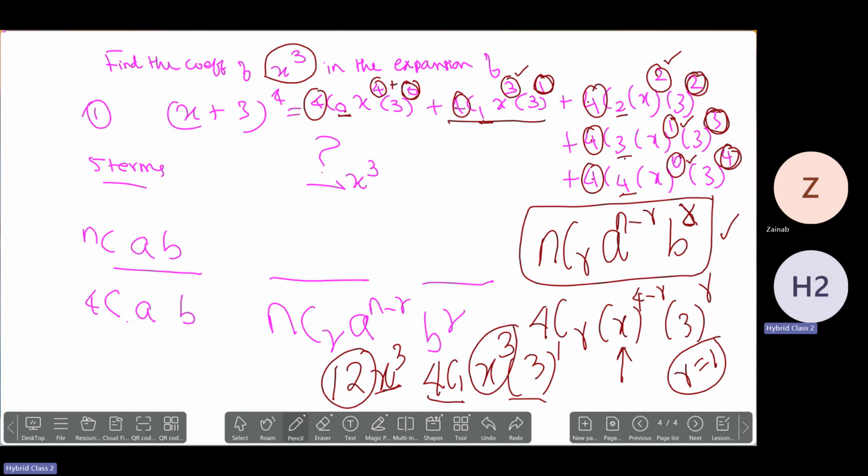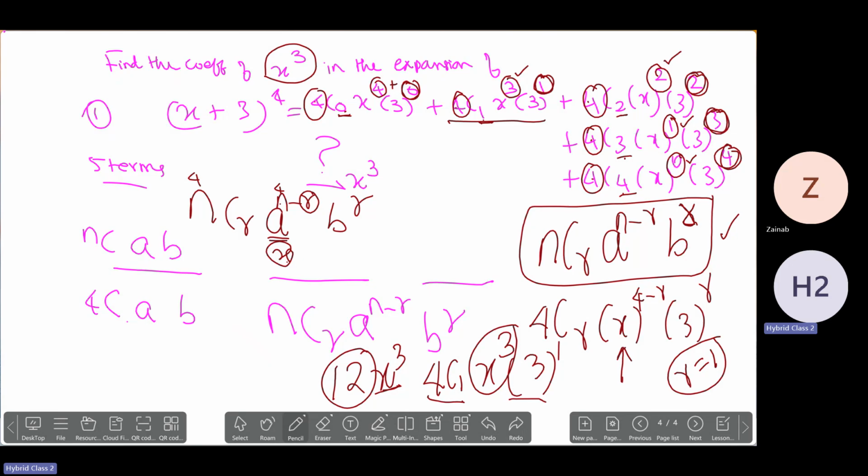Now one more thing I'll do, but try to understand this. We're not expanding it completely. We are just trying to find out directly with the help of nCr, a to the power n minus r, b to the power r. So where a is only x, right? So x to the power n minus r. n value is what? 4. So 4 minus r. So x to the power 4 minus r means r value is supposed to be 1. Only then x cube will come.